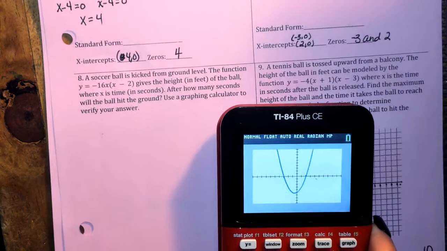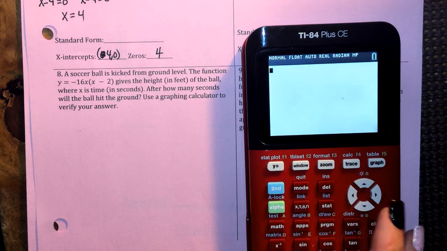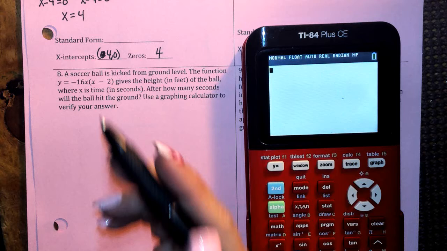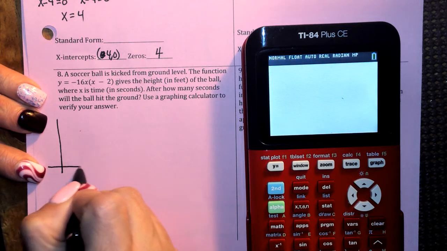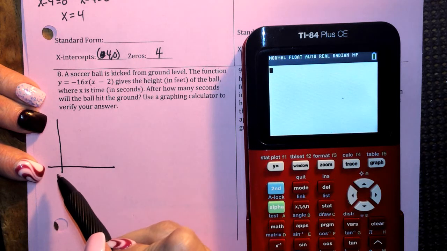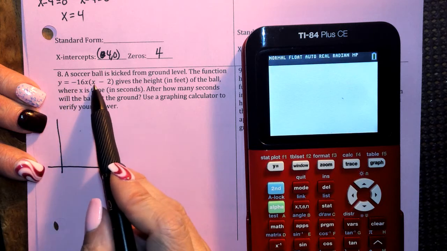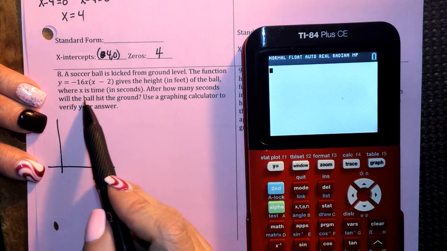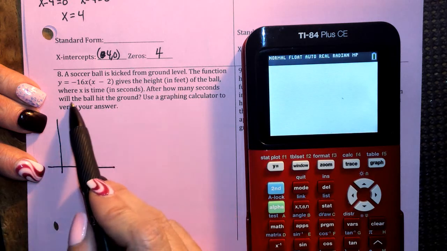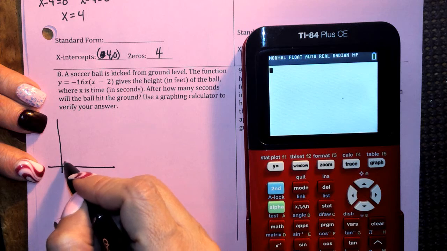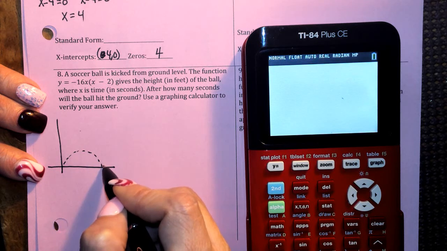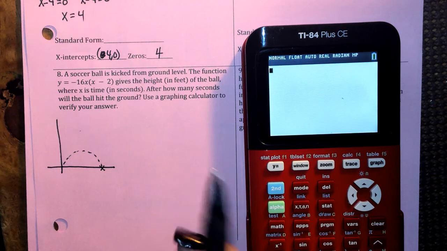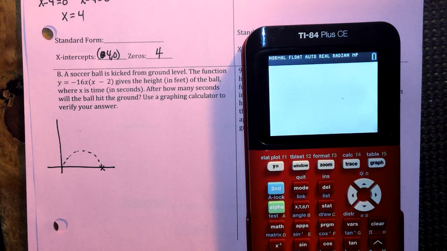All right, number 8. Pause your video if you need to and go back and work that one and then continue on. A soccer ball is kicked from the ground level. So I'm going to just kind of think about a picture here. The function y equals -16x times (x minus 2) gives the height in feet of the ball. After how many seconds will the ball hit the ground? So basically this ball's been kicked up and then it's landed, and it wants to know how long was it in the air. Use your graphing calculator to verify your answer.